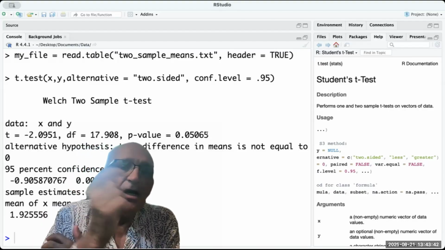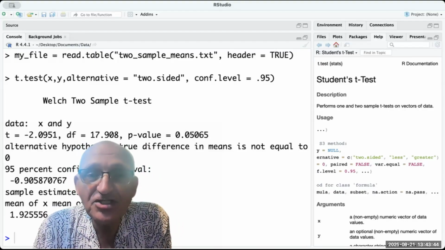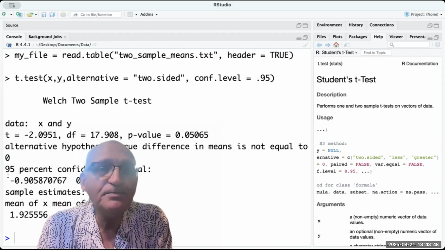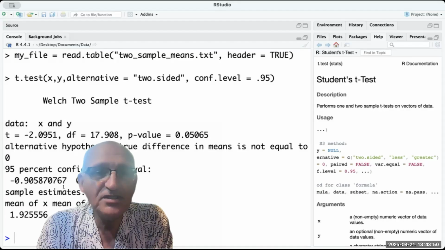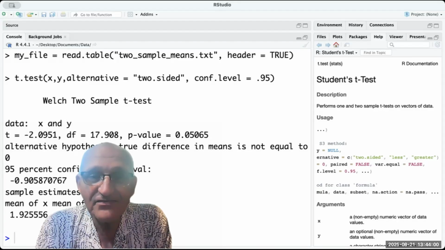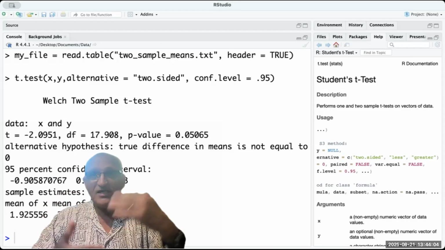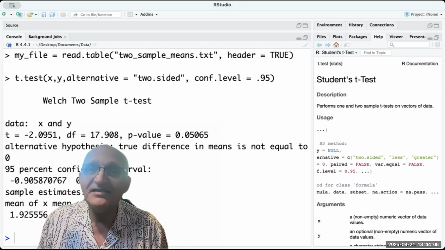Also, because we failed to reject, it means the difference of zero should be in your confidence interval. When we did a 95% confidence interval, we went from negative 0.9 to positive 0.001. You see, if both of them were negative, I would reject. And that's when I told you they go hand in hand.